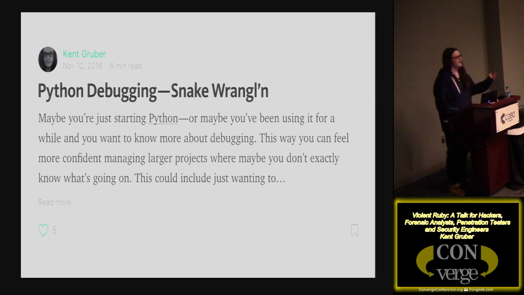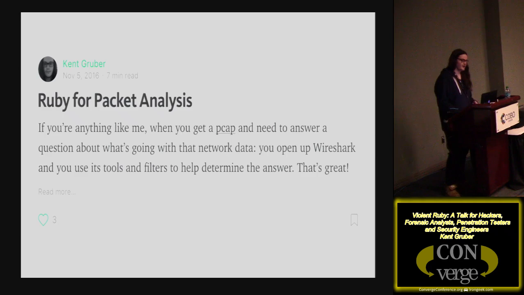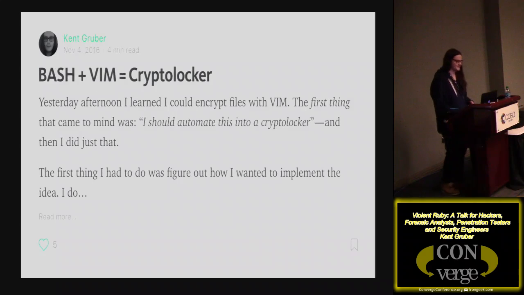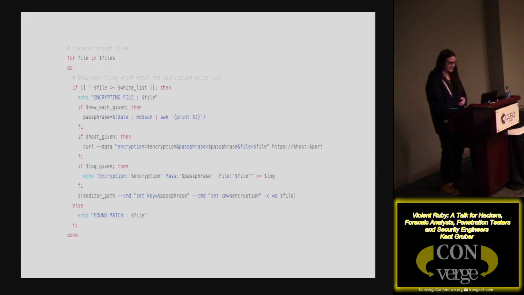Weird stuff like that. And not just Ruby: Python debugging. I like Python too, but Ruby's got my heart for packet analysis and all sorts of fun stuff. Bash plus Vim equals a crypto locker, pretty simply. So what does that look like? This is the guts of that, where you set a passphrase. I'm just MD5 summing the date, which is me being really nice as a crypto locker, so it's not that bad. And then curl data, so I'm just going to throw that over to some random host that I have.